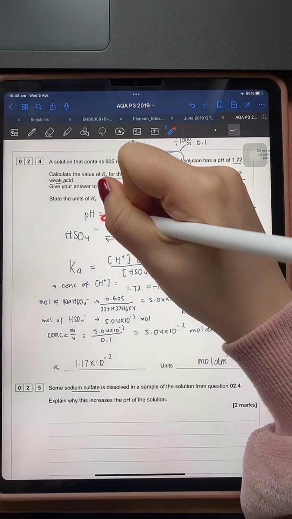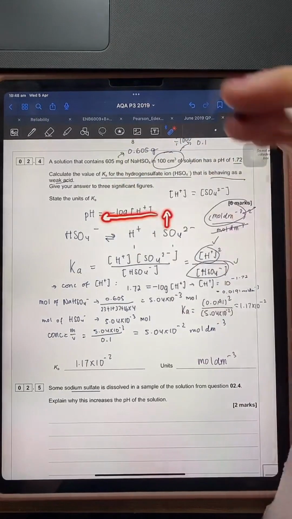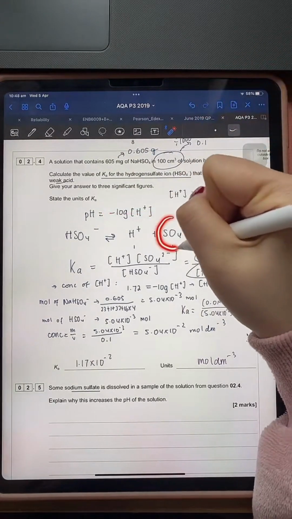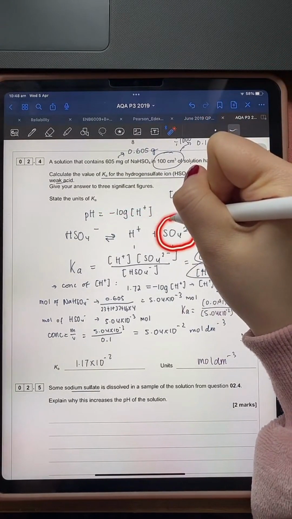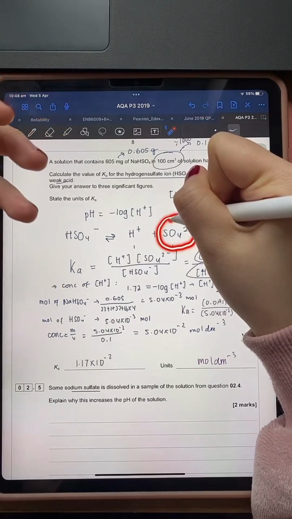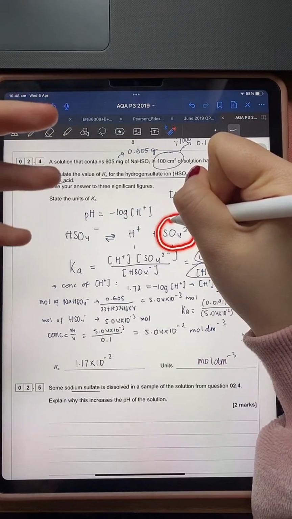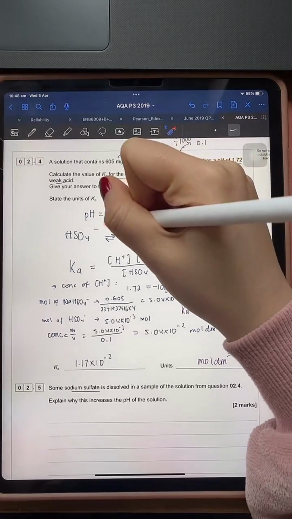Think of it this way. If you're increasing something, you have too much of it. You want to decrease it. So if you decrease it, you need to make the product on the other side. That's why it goes to the left.